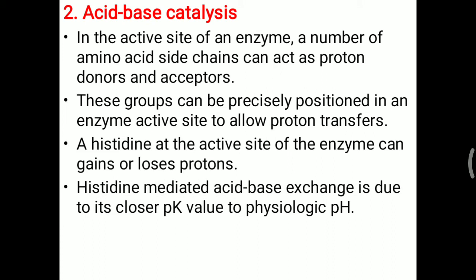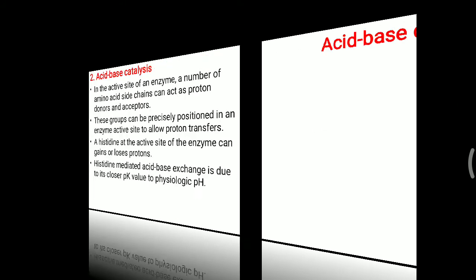We will look at this in the picture. Histidine-mediated acid-base exchange is due to its pK value being close to the physiological pH. Most active centers contain histidine because it can easily take part in acid-base exchange. Not only histidine, many other amino acids also take part in acid-base exchange, which we will look at in the next table. Histidine is utilized basically because its pK value is near the physiological pH.